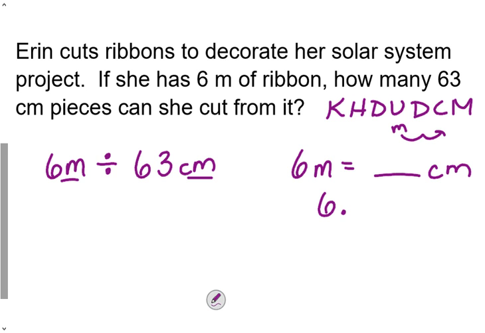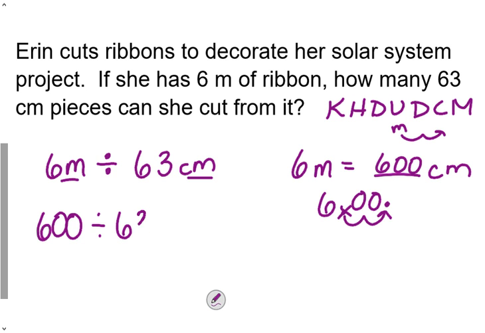My decimal in 6 was after the 6. When I move it twice to the right, I'm going to now have it there, and I need 2 zeros. So 6 meters equals 600 centimeters. So I can come back over here now and say I really need to do 600 divided by 63. And when I do that on my calculator, I'm going to get 9.523809524.